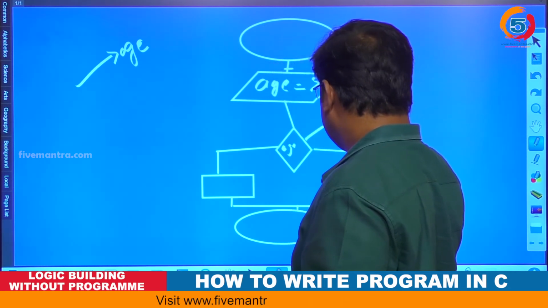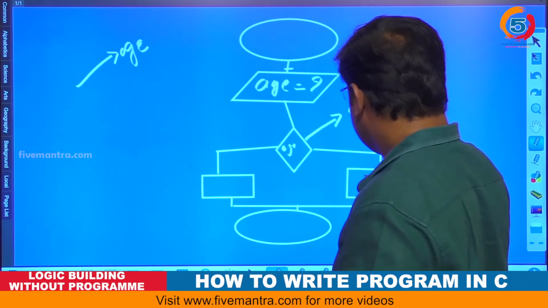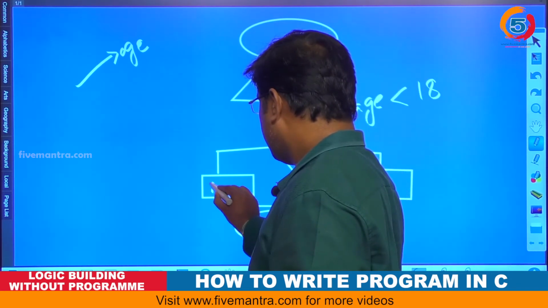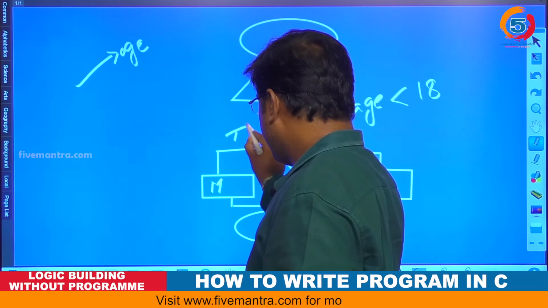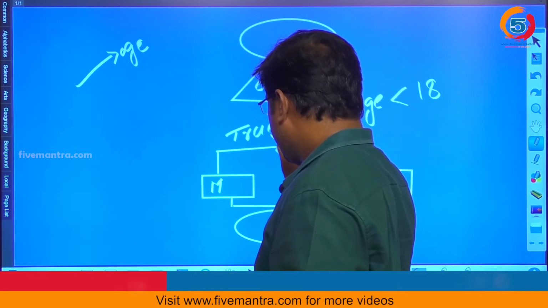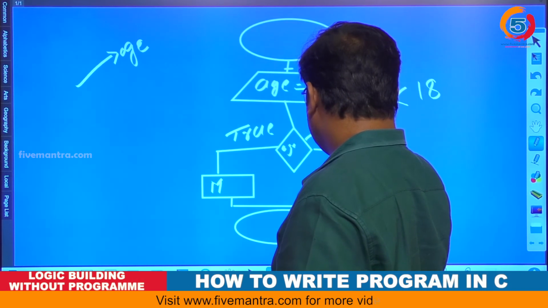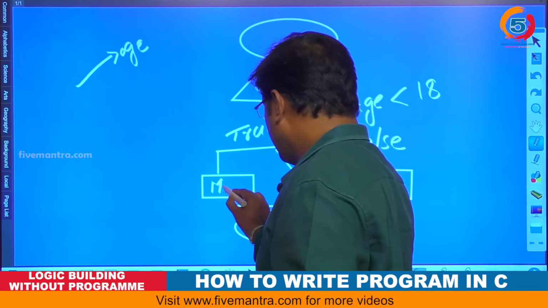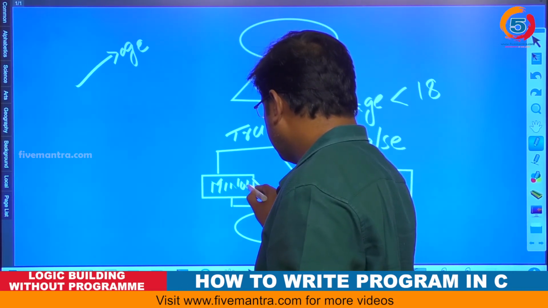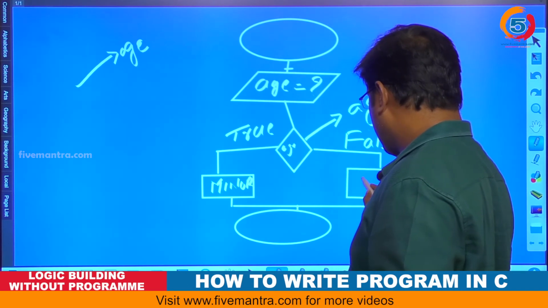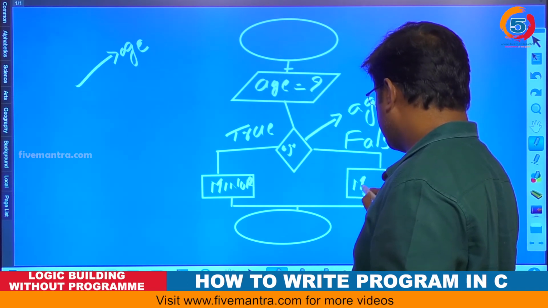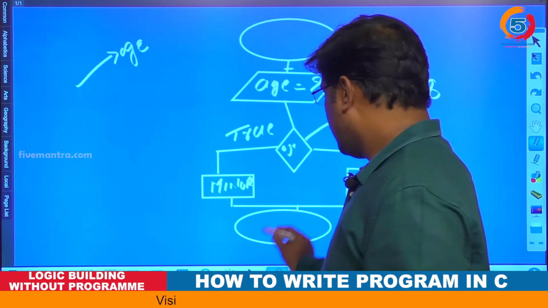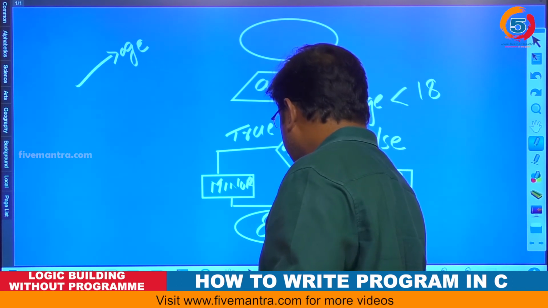Here I'll write the condition like age is less than 18. This is the only condition we have, and it may be true or it may be false. When it is true, he is nothing but a minor, and when it is false, he is nothing but a major. Okay, now this is the end, and this is the start.